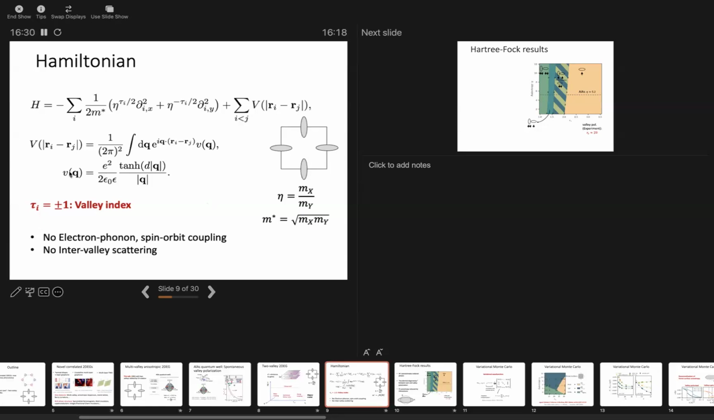And that's an artificial symmetry. That's because we didn't include the large momentum scattering from one valley to the other. Okay, so I'll say a word about what that means in a moment. But spin and valley are not equivalent at the Hamiltonian level, because of the mass anisotropy. Okay, so there's no SU(4) symmetry. Okay, that's going to be crucial.